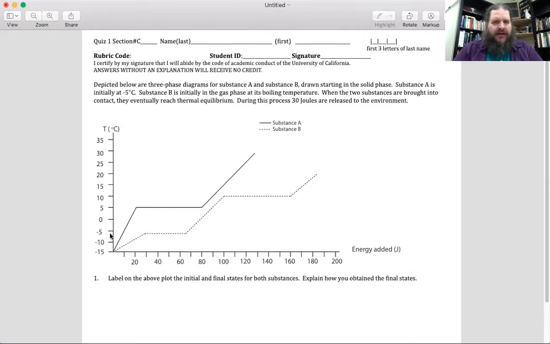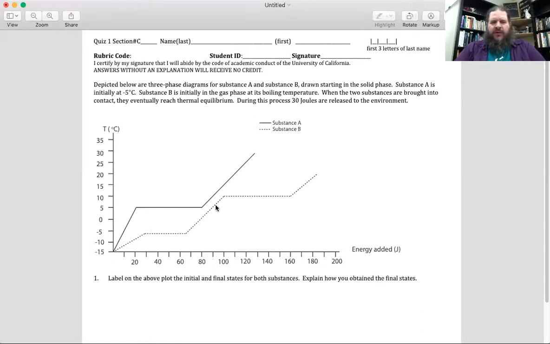It looks like substance A just has two phases. So I would assume that 5 degrees is its sublimation point, whereas substance B melts at about maybe negative 6 degrees and boils around 10 degrees. And also notice that the slopes are different.